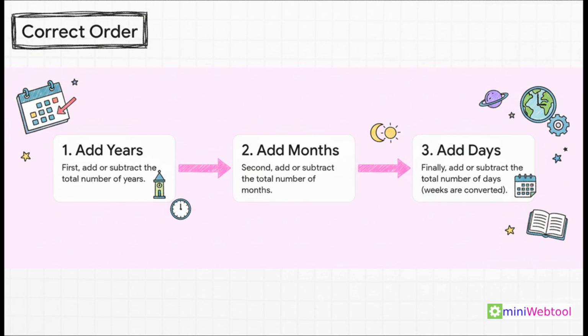First, you deal with the years. Second, you handle the months. And finally, you add the days. This specific order stops the wacky month lengths from messing up your day count. Oh, and for this system, we just turn weeks into days, so 2 weeks becomes a simple 14 days.